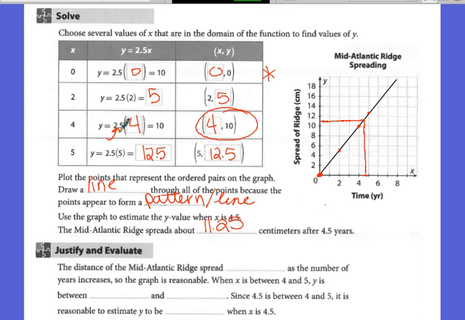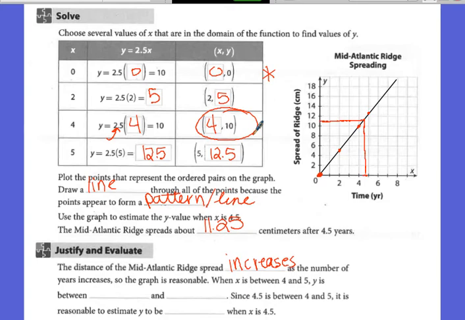All right, so the distance of the Mid-Atlantic Ridge spread increases as the number of years increases. So the gap gets bigger as the years go up. So the graph is reasonable. If all of a sudden I had gone from 40 years having 10 centimeters of movement to 4.5 years and having 5 centimeters of movement, then I know that I would have done something incorrectly.